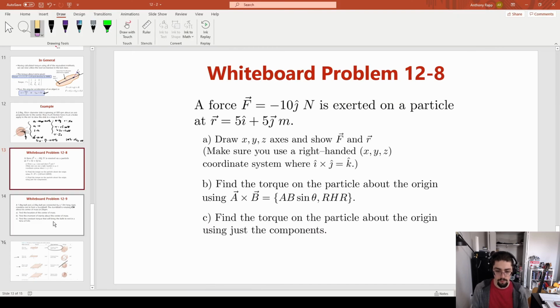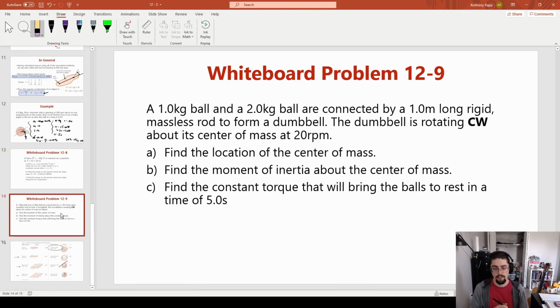Are we ready for one last hurrah? Let's imagine I've got a 1 kilogram ball and a 2 kilogram ball, and I am connecting them to a 1 meter long, rigid, massless rod to form what is probably one of the worst dumbbells. I guess one of my arms is much stronger than the other, and I would like to work them both out at the exact same time. Let's imagine here, the dumbbell is rotating clockwise about its center of mass at 20 RPM. Clockwise and -k both mean going into the page, indeed. Yes.